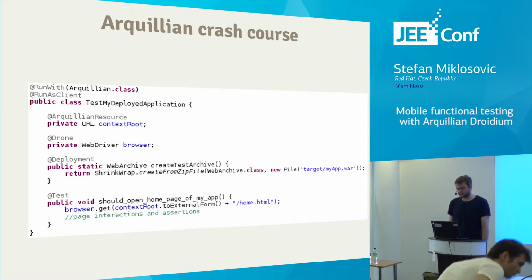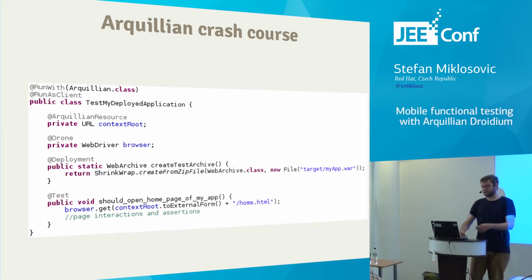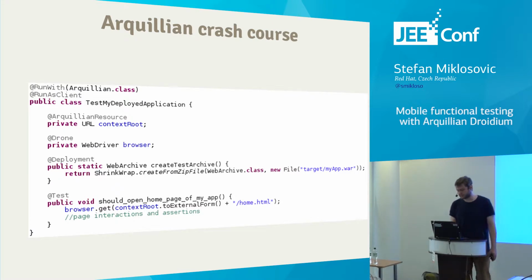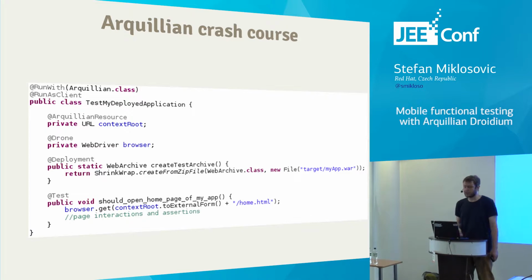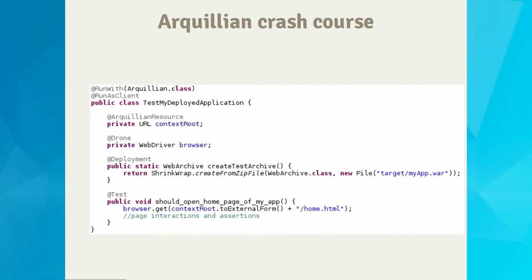An Arquillian test is a JUnit test with some syntactic sugar. It runs with the Arquillian runner. It is just a different kind of runner from the JUnit one. It builds on top of it. And as you see, you annotate the test with the annotation RunAsClient. It means that this test will not run in a container context, but outside of it.